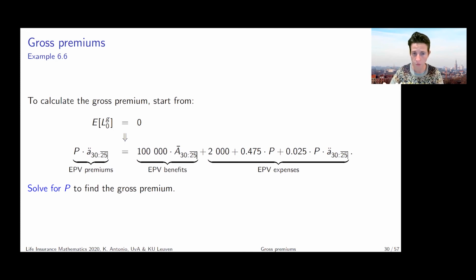We need to get a life table, we need to get an interest rate, we need to figure out what these EPVs are. That's something we learned in chapters 4 and 5. We solve for P and we find our level premium that should be charged in this particular example. Does that make sense? Questions on this?